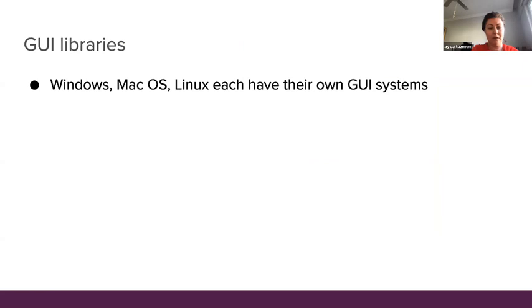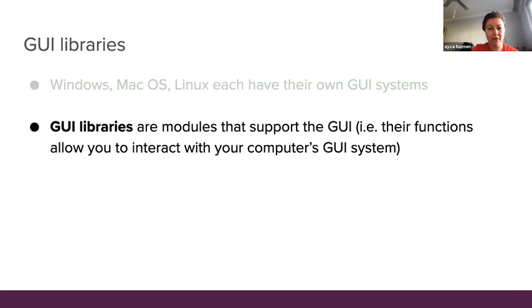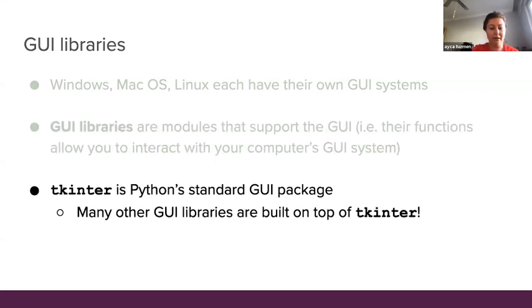So in the GUI libraries, if you look into different operating systems, each has its own GUI system. So the look and the feel can change depending on your operating system. There are GUI libraries that support your operating system's GUI system, so the computer's GUI system and the GUI libraries interact together. There is a library in Python, which is not part of Python. It's a library. It's not a built-in functionality.